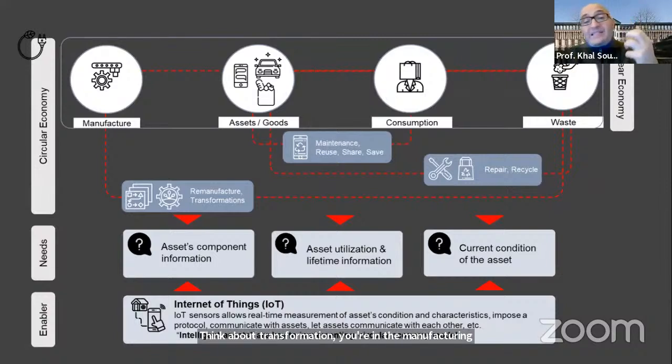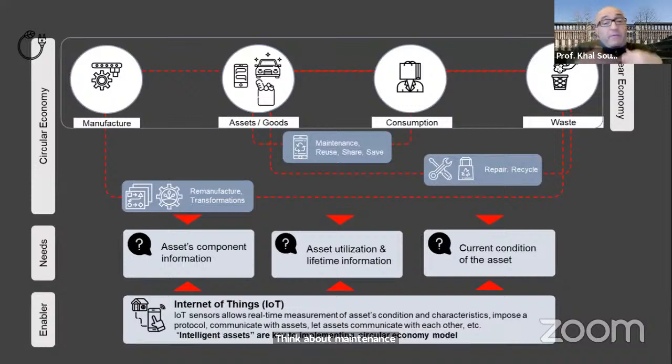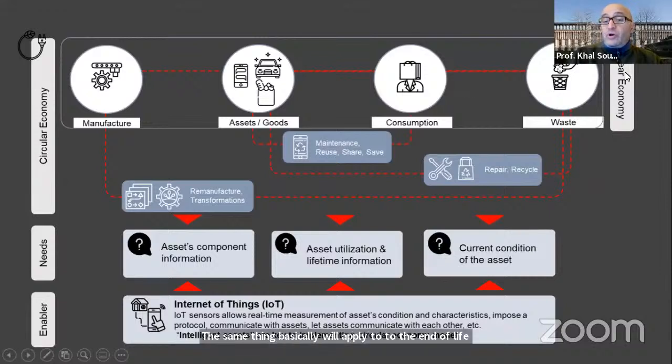When we think about certain assets and goods, what can we think about from a circular perspective? Think about maintenance. Think about repair. Think about reuse. Think about sharing. And that same thing also applies to consumption, and the same thing will apply to the end of life with regards to a system in general.